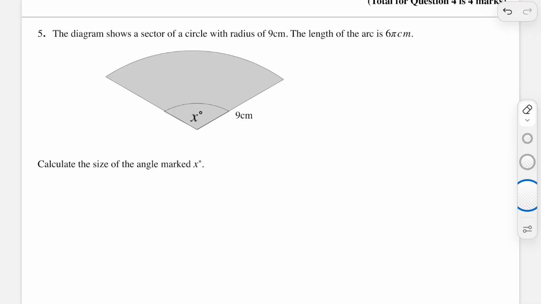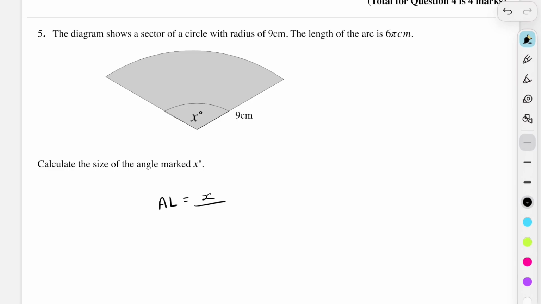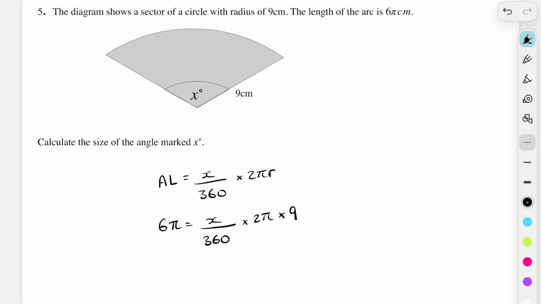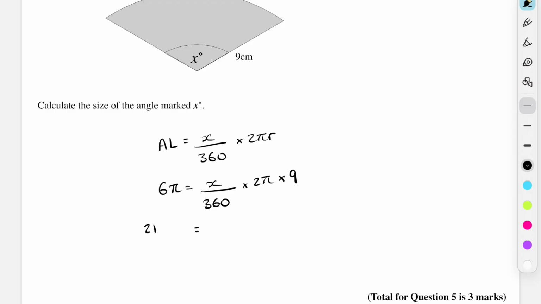This next question, we have a sector with radius of 9 centimetres. The length of the arc is 6 pi. We need to work out the size of the angle. So again, it's one of these questions where we need to work backwards. The formula for arc length is x over 360 times 2 pi r. So if the arc length is 6 pi, we have 6 pi equals x over 360 times 2 pi times 9. Now we times both sides by 360 to get rid of the divide by 360. So 360 times 6 is 2,160.